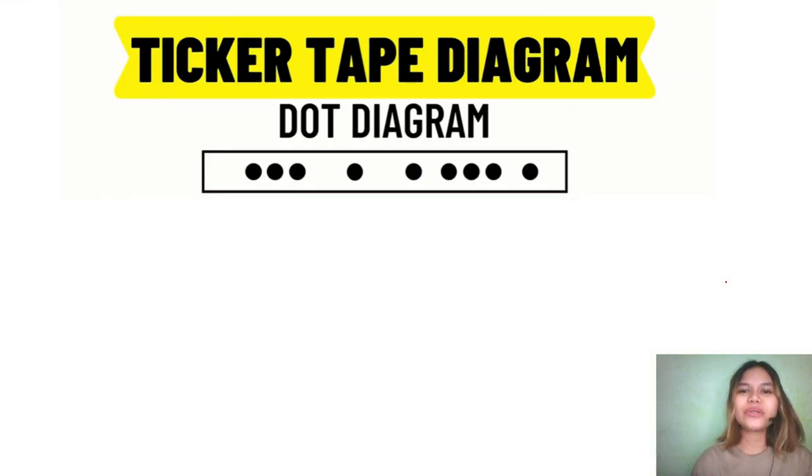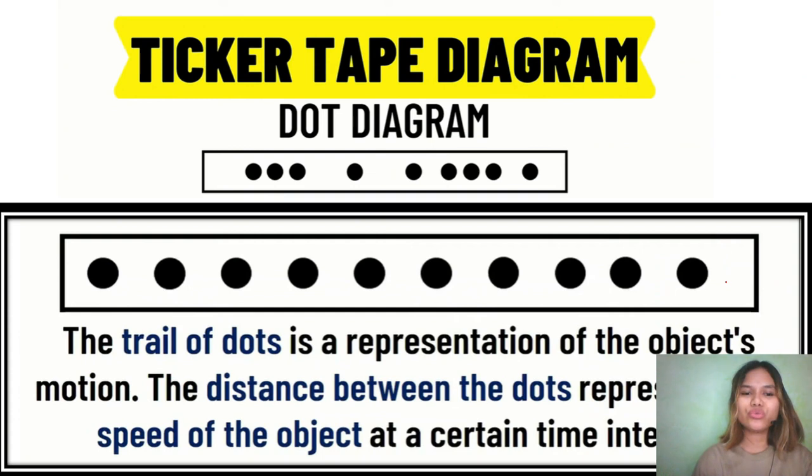So using the ticker tape diagram, we are going to use this dot diagram. The trail of dots is a representation of the object's motion. The distance between the dots represents the speed of the object at a certain time interval.